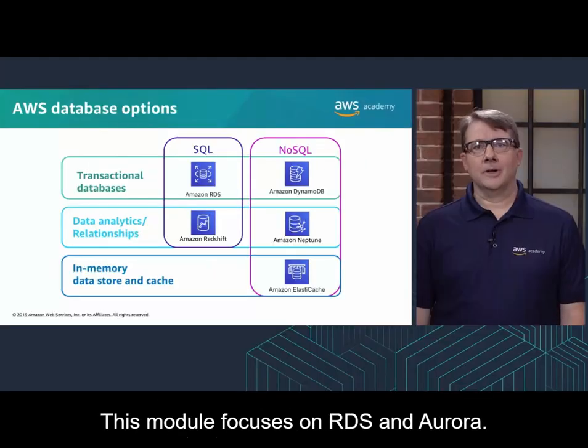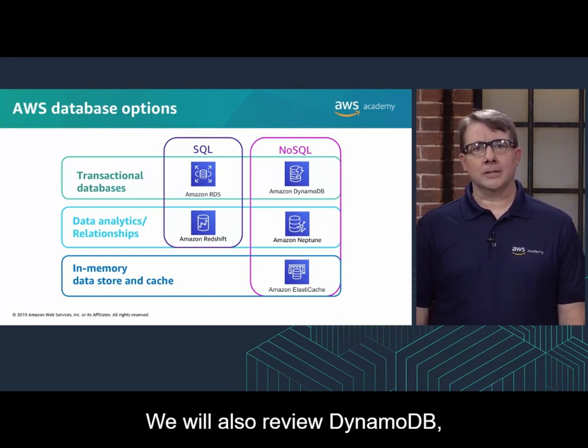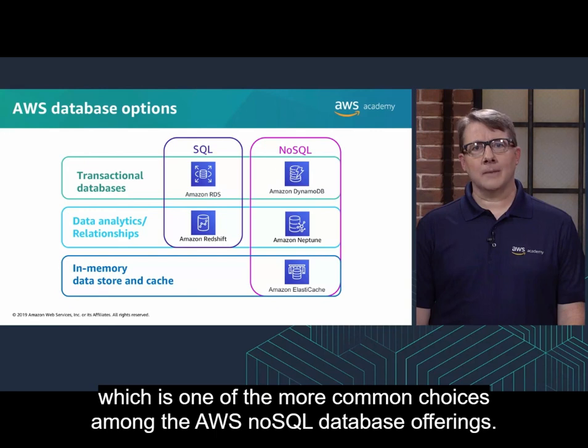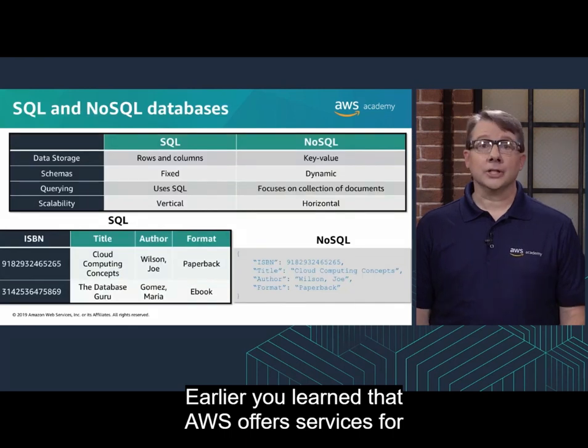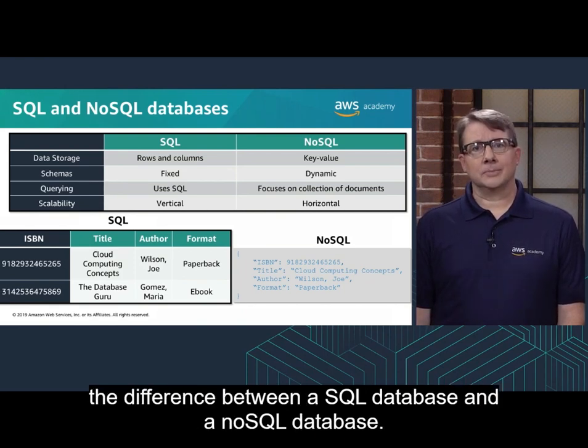This module focuses on RDS and Aurora. Aurora is an AWS database engine. We will also review DynamoDB, which is one of the more common choices among the AWS NoSQL database offerings. Earlier, you learned that AWS offers services for SQL and NoSQL databases. You will now learn about the difference between a SQL database and a NoSQL database.